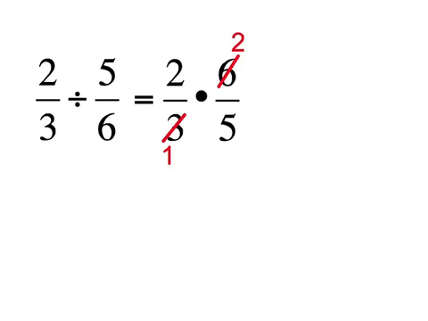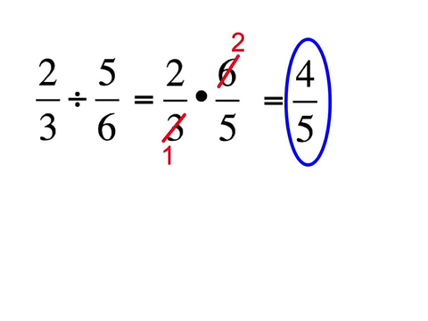We look for common factors in the numerators and denominators, and between 3 and 6, 3 goes into itself 1 time, and 3 goes into 6 2 times. There are no common factors between 2 and 5, so we multiply, and we get 4/5. And that's the answer to this division problem.